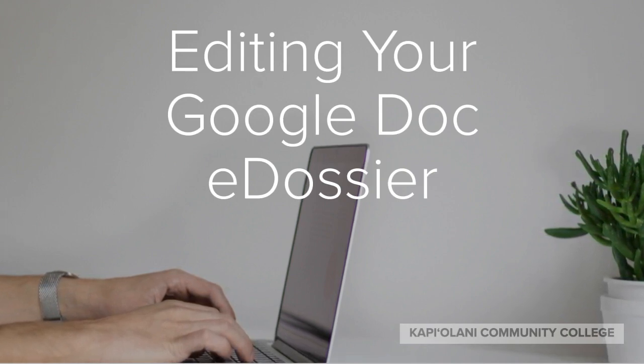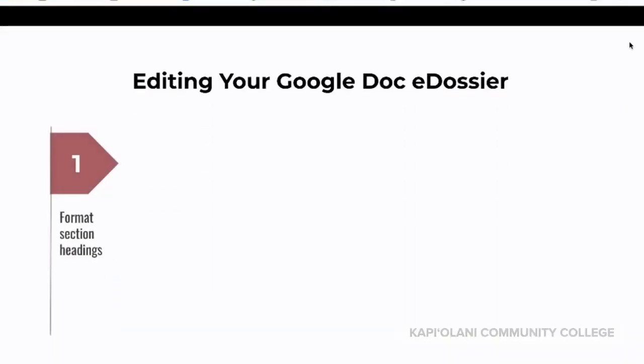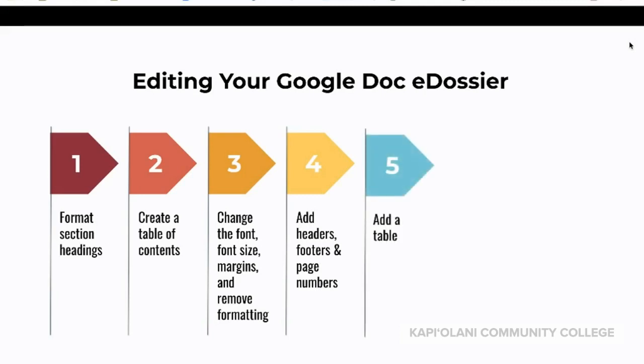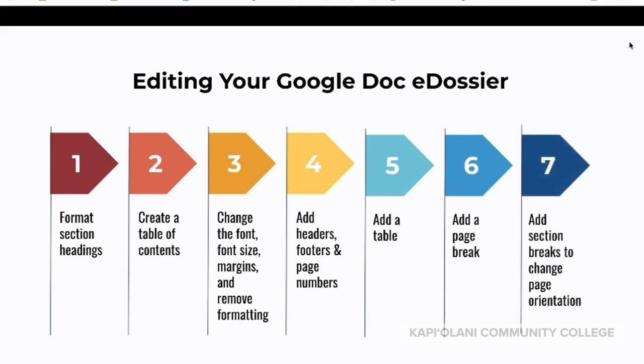In this video, we'll walk you through how to format section headings, create a table of contents, change the font size, margins, and remove formatting, add headers, footers, and page numbers, add a table, add a page break, and add section breaks to change the page orientation.